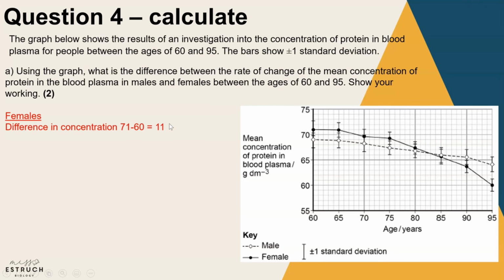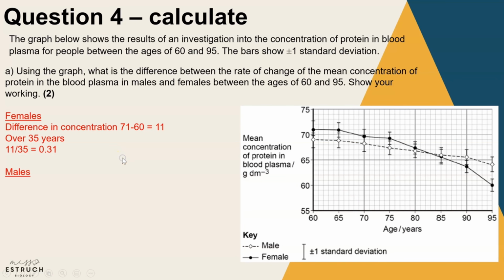So you need to work out the difference first of all before we then turn it into a rate. So the mean concentration was 71 to begin with in females, and then that went down to 60, so that's a difference of 11, but that was over 35 years. So to turn it into a rate, we divide by 35. So 0.31 grams per decimeters cubed per year is the rate for females.